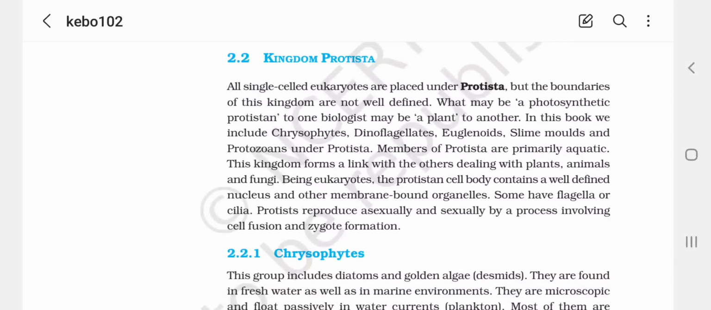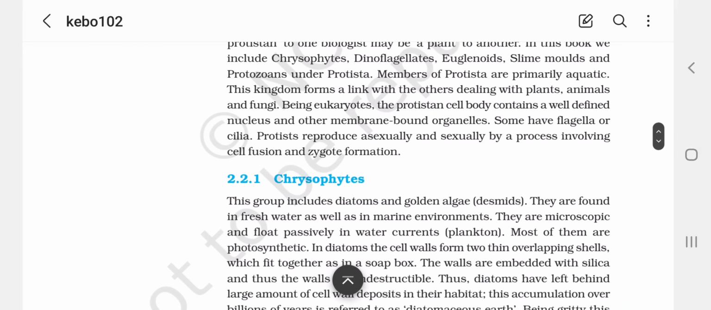Members of Protista are primarily aquatic. This kingdom forms a link with the others dealing with plants, animals, and fungi. Being eukaryotes, the protist cell body contains a well-defined nucleus and other membrane-bound organelles. Some have flagella or cilia. Protists reproduce asexually and sexually by a process involving cell fusion and zygote formation.